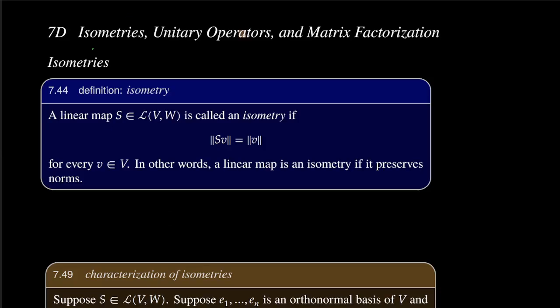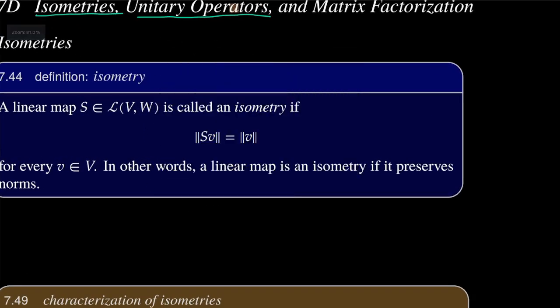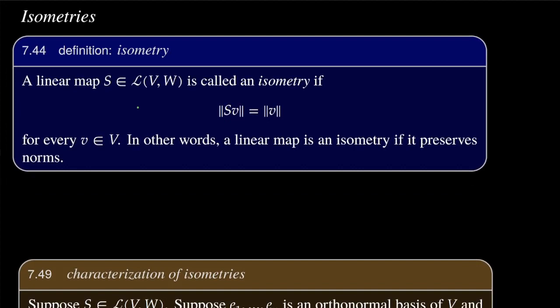Okay, what's up everyone? Today we're talking about isometries and unitary operators and some matrix factorizations involving these different types of operators. So, first off, isometries. We've encountered a number of isometries so far, and they're an important enough thing to give a name to.